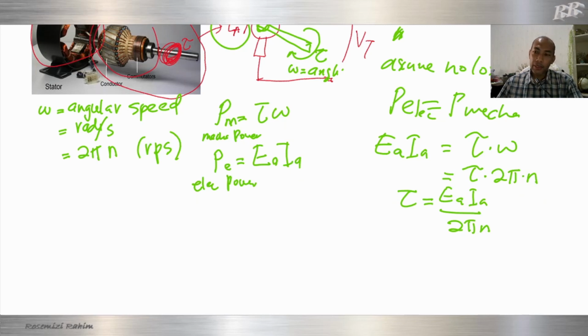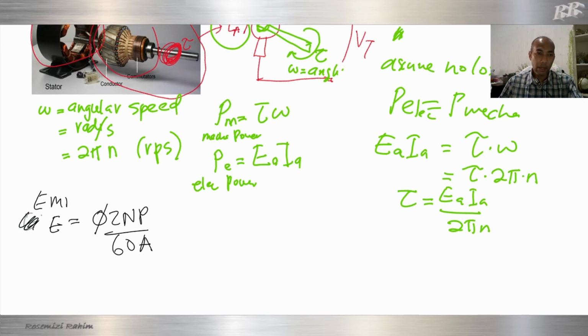Previously we learned about the EMF derivation. In the previous video, we derived that EMF is equal to ZNP over 60A. To derive it, please refer to the EMF derivation video, where I already explained how to get this equation.